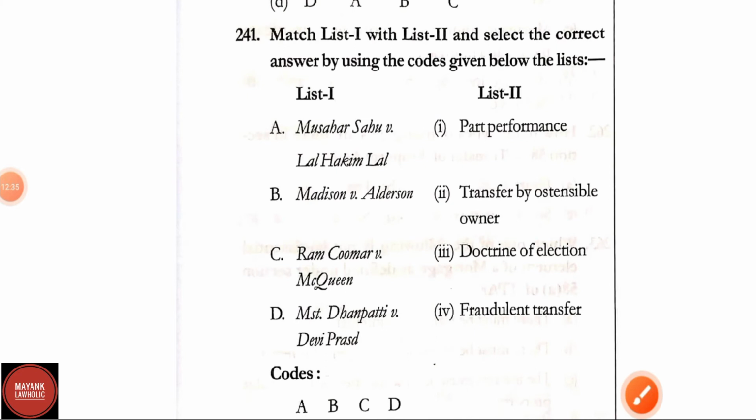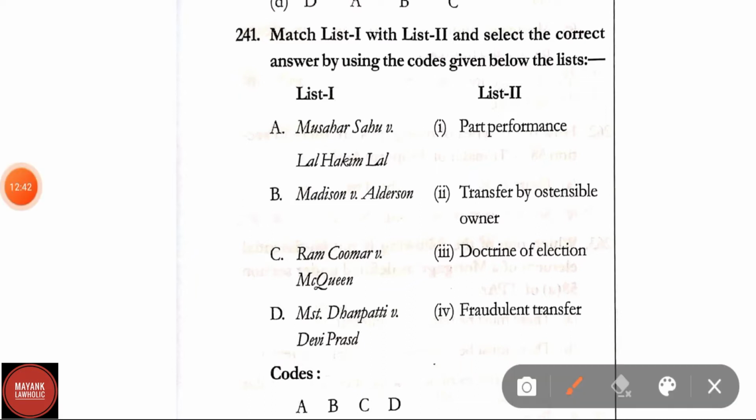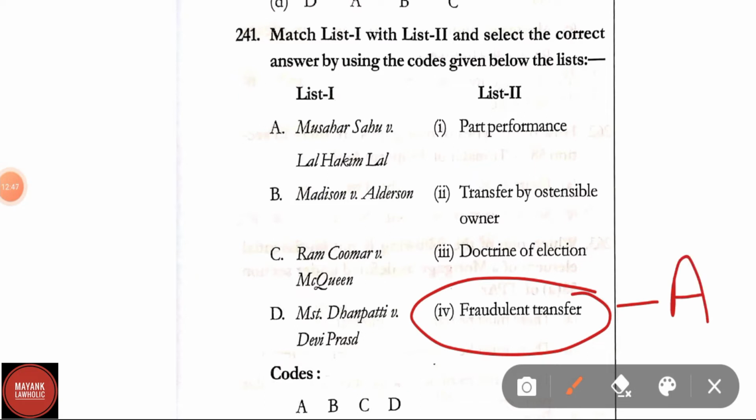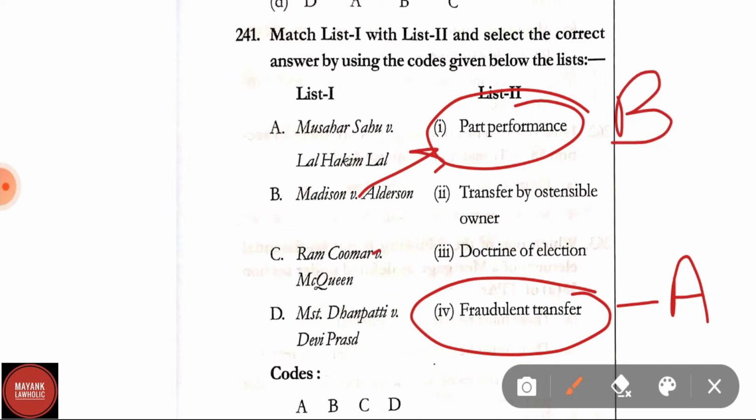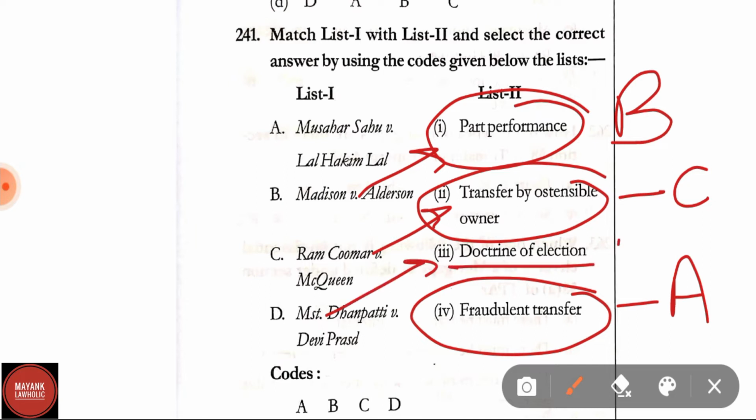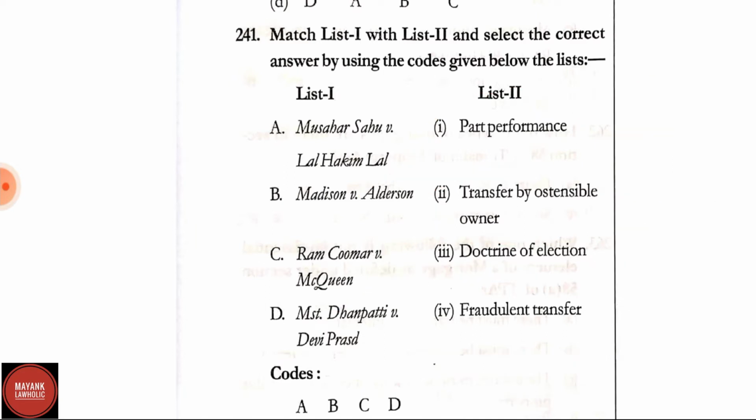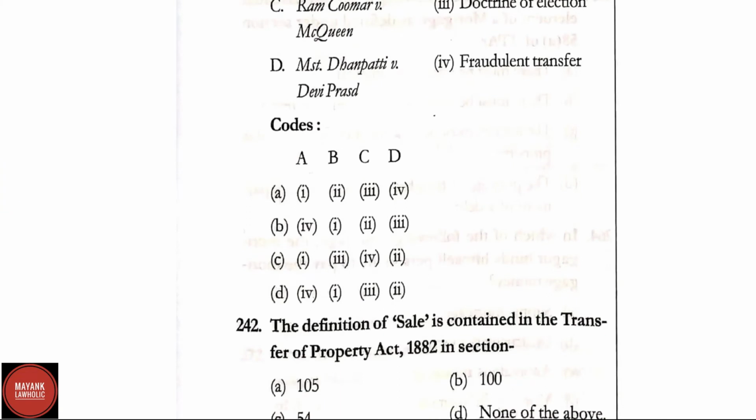Question number 241 is also again match list 1 and list 2. Here Mushahar Sahu versus Lal Hakim Lal is fraudulent transfer. Madison versus Elderson is related to part performance. And Ram Kumar versus McQueen is related to transfer by ostensible owner. And MST Dhanpati versus Devi Prasad is related to doctrine of election. By going through these matches, the correct option will be option B.